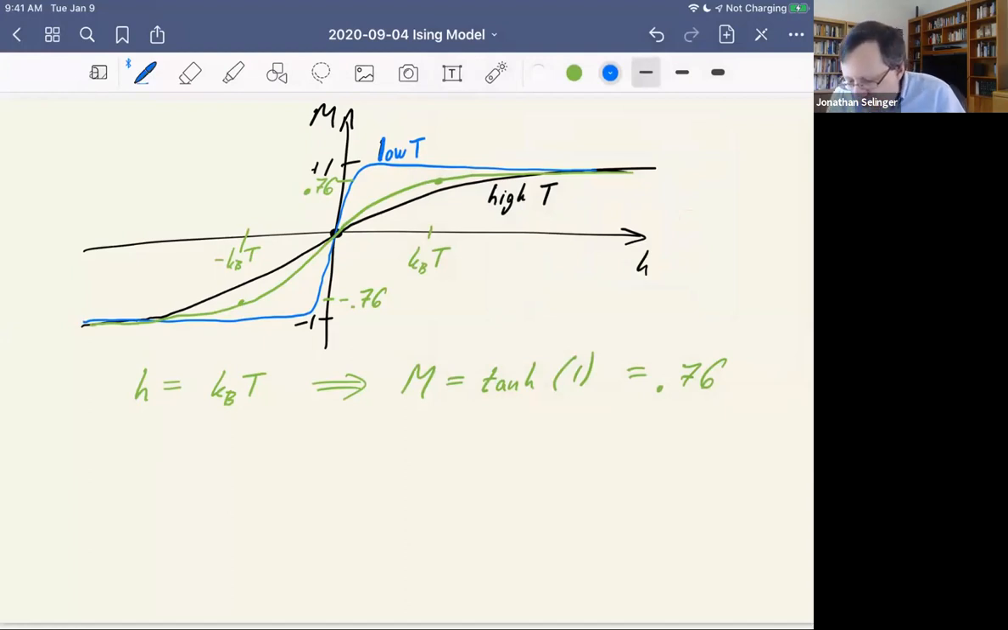So temperature is important here for saying what's the sensitivity to an applied magnetic field. At low temperature, it's really sensitive to a small magnetic field. At high temperature, not so sensitive. It takes a big magnetic field to get a big response. One way we might characterize that is by a quantity called the susceptibility.